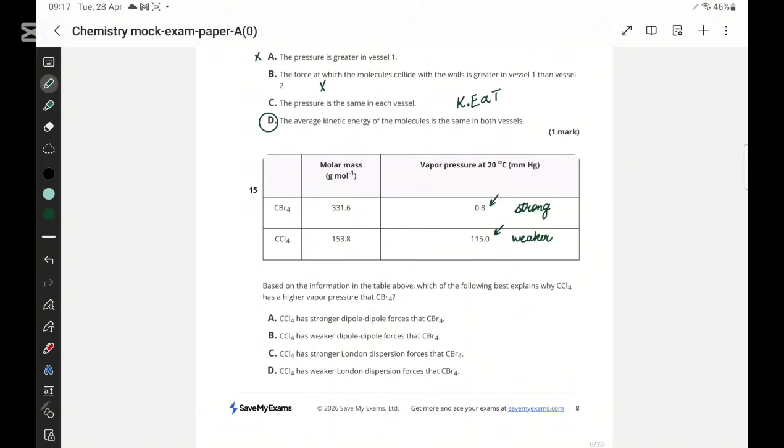Explain why CCl4 has a higher vapor pressure than CBr4. If CCl4 has a high vapor pressure, that means it is going to have weaker force. So it might be this one or it might be this one. But now let's see whether it is going to form dipole force or London dispersion force. So this is Cl, Cl, Cl, and this is going to be Cl. If I draw it, you can see the dipoles at opposite sides, and the resultant of these dipoles is going to be this one.